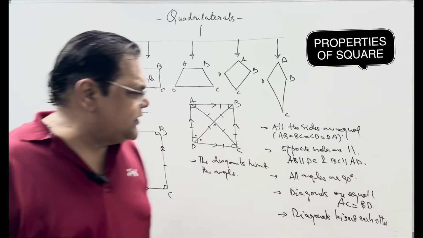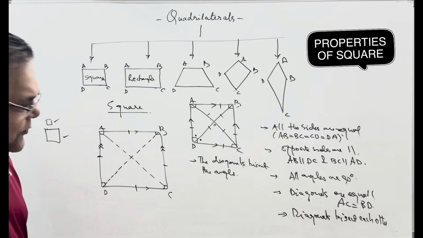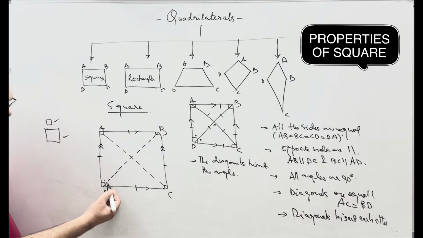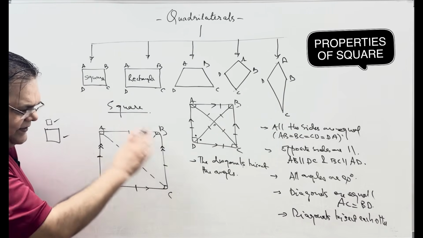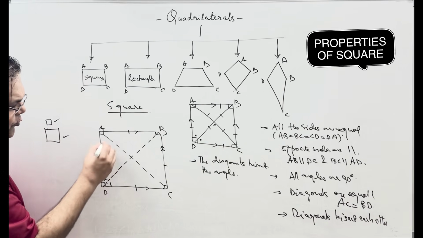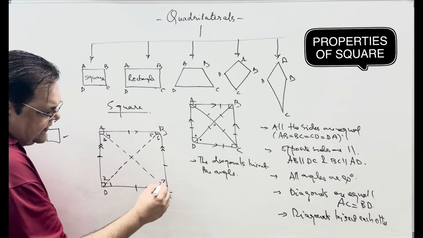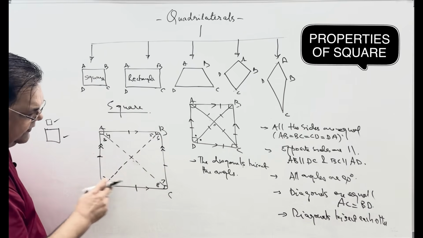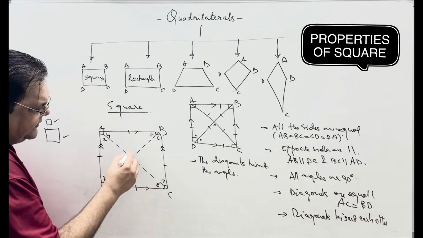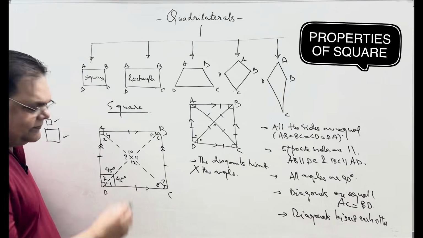Diagonals are of equal size. AC is equal to BD. Diagonals bisect each other. This is equal to this. We'll prove this. Let's find all the angles. 1, 2, 3, 4, 5, 6, 7, 8, 9, 10, 11, 12. Let's find all the angles.